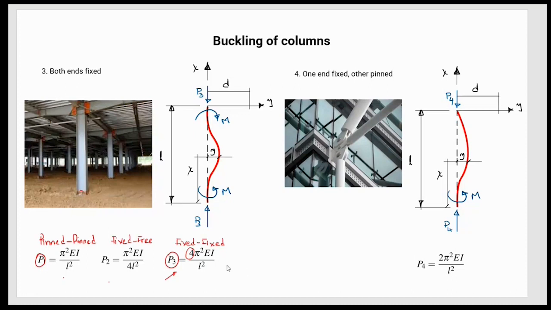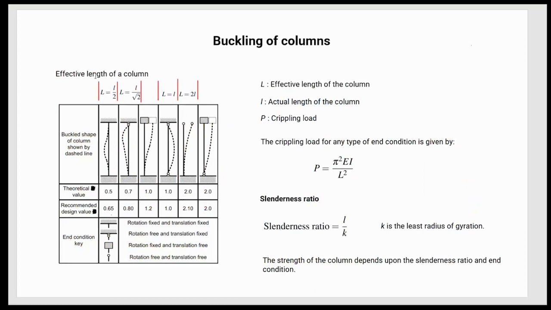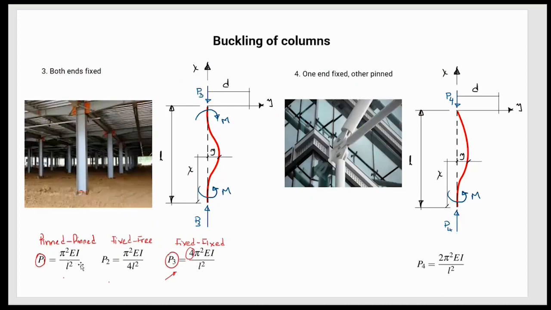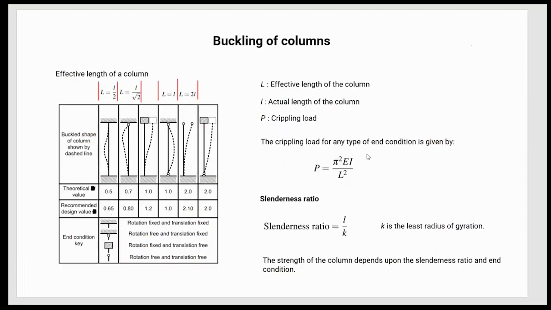Now, to unify the formula for Euler column calculation, there is something called the effective length of a column. It simply takes these cases here, this one and this one, and tries to unify them into a formula that we can learn easily. We know that the crippling load or buckling load, according to Euler, is this one, where this big L here is going to be the effective length of the column.